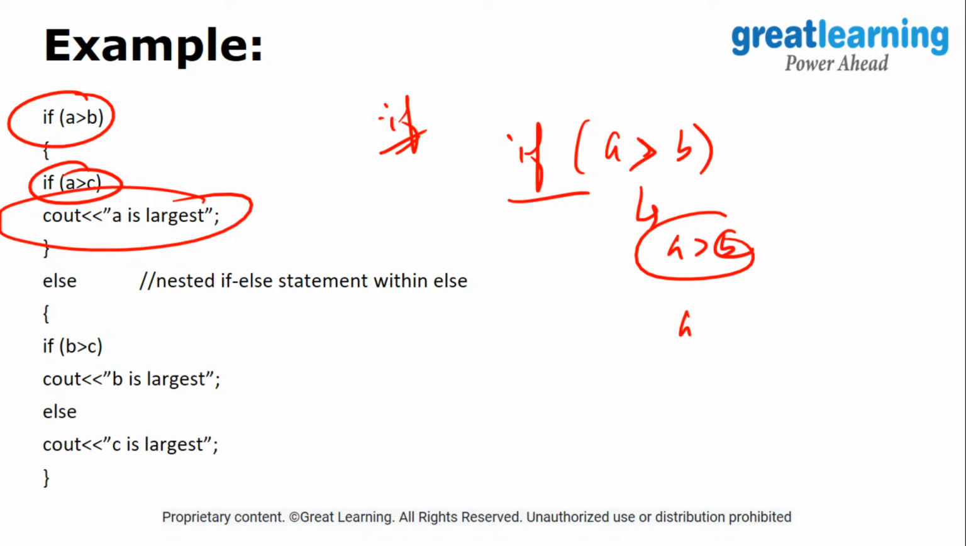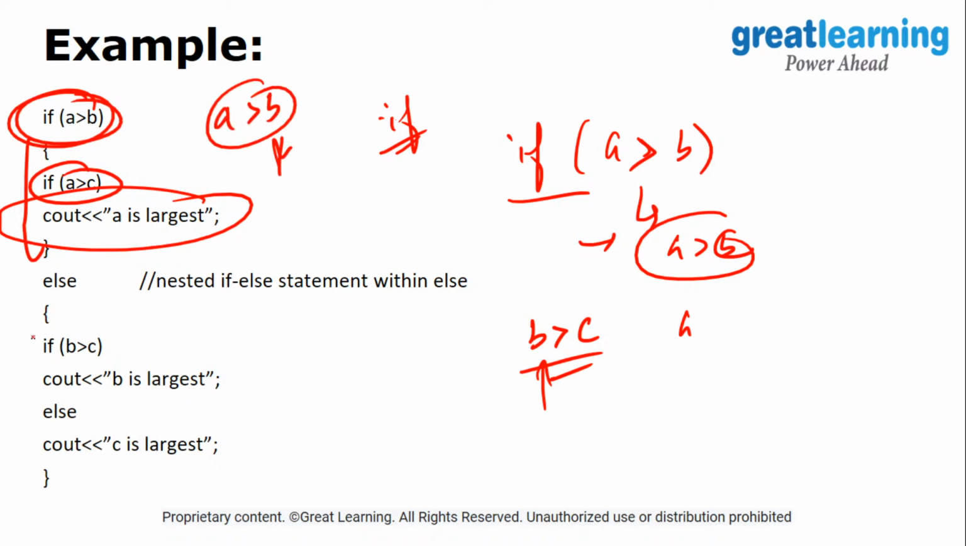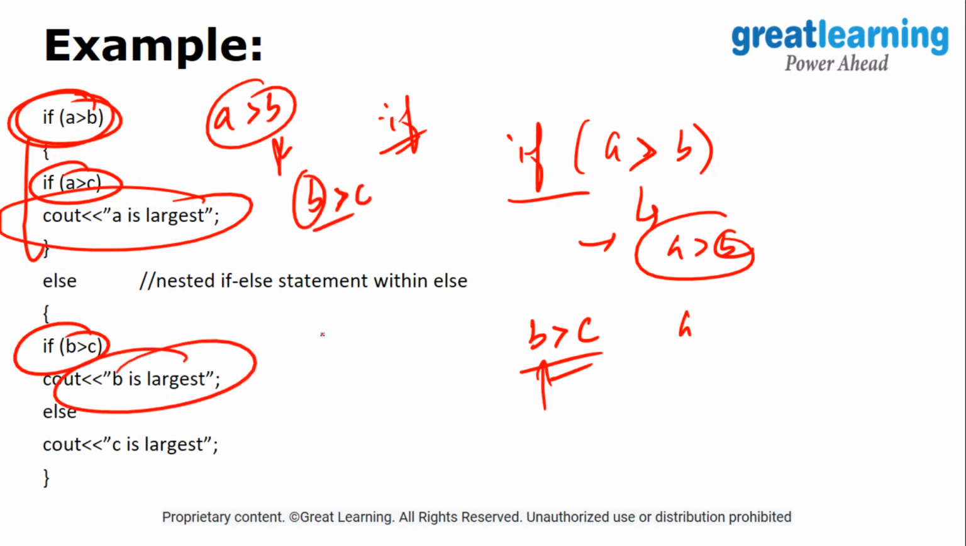Now what you will do is check, is it the case that a is not greater than b? Then you will check if b is greater than c. If a is not greater than b, then you're checking if b is greater than c. Is b greater than c? Yes, it is. Then b is the largest, else c is the largest. Is this clear?